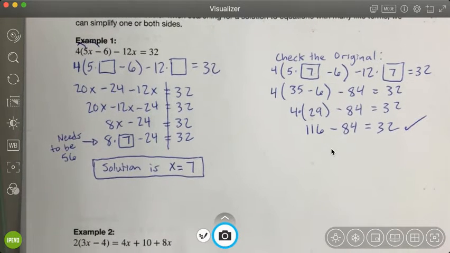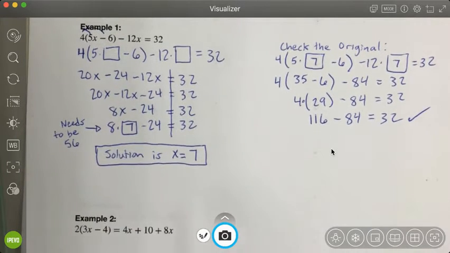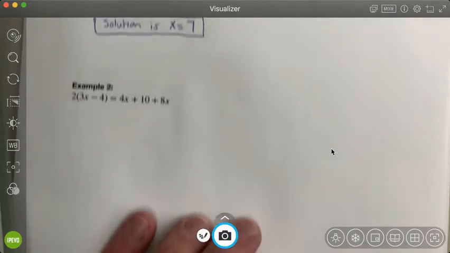All right. That's one of the more basic ones. Let's look at a slightly more complicated one.